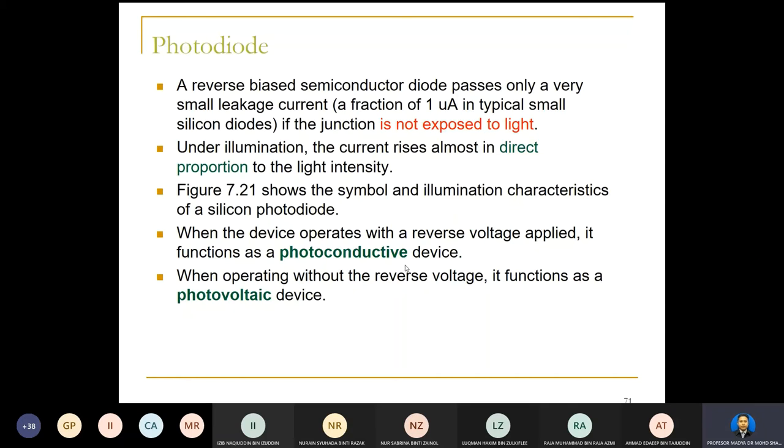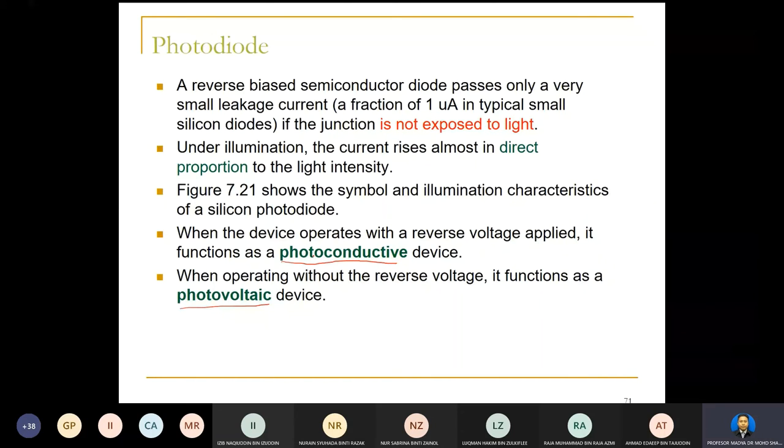So the next figure will show the symbols and illumination characteristics of the silicon photodiodes. When the device operates with the reverse voltage applied, it functions as a photoconductive device. When operating without the reverse voltage, it functions as a photovoltaic device. So the photodiode has two types, photoconductive or photovoltaic. For photoconductive, the device operates with the reverse voltage applied, but for photovoltaic, it operates without the reverse voltage.